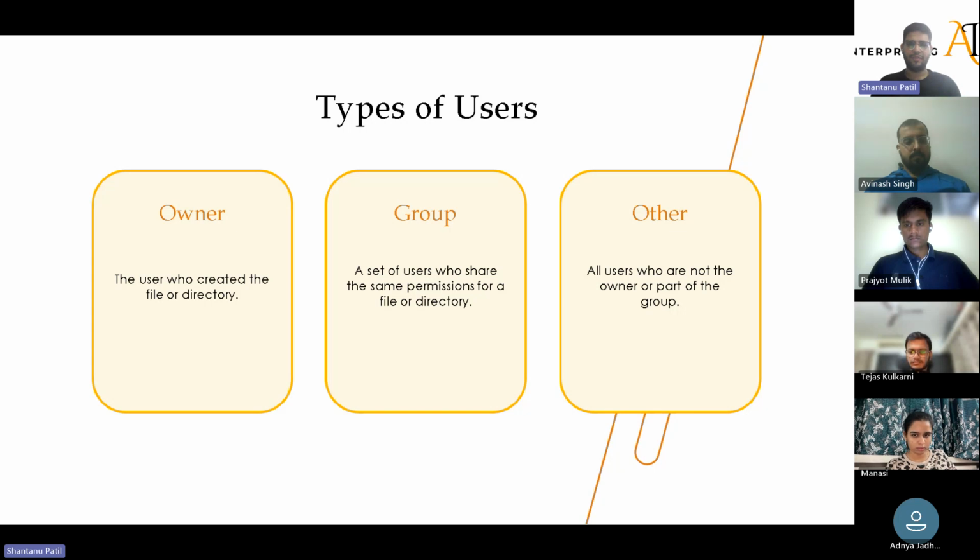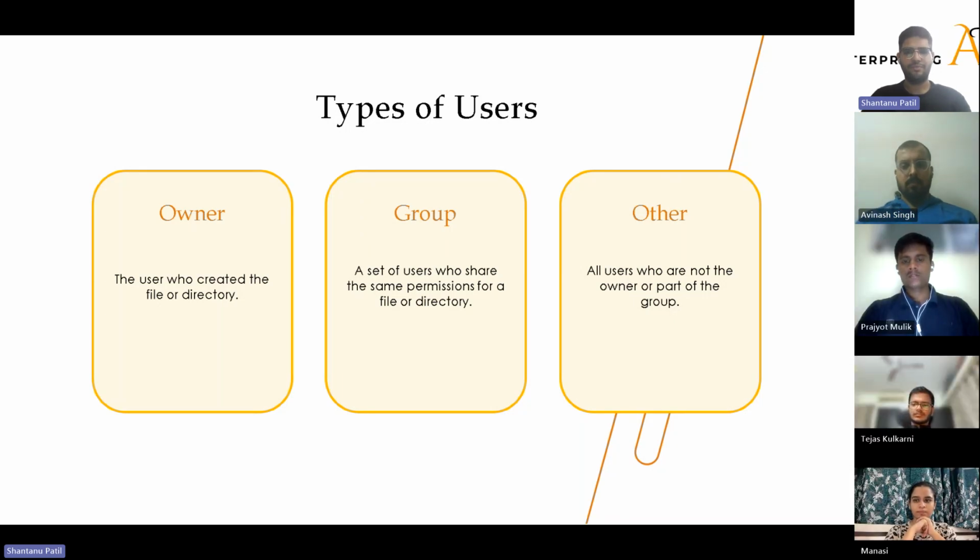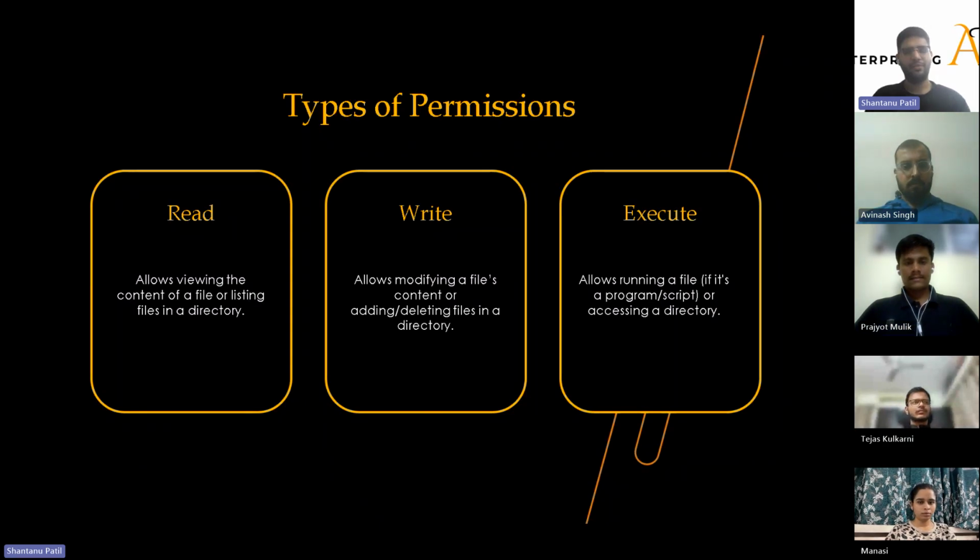And the third type of user is other. All users who have not created the directory and are not part of that respective group come under the other category. Sometimes we have to give access to particular files for a limited time, so we count those users under other users. We grant them permissions, they get their work done, then we revoke the permissions. Okay, so everyone is clear on the types of users: owner, group, and other. Then we have types of permissions.